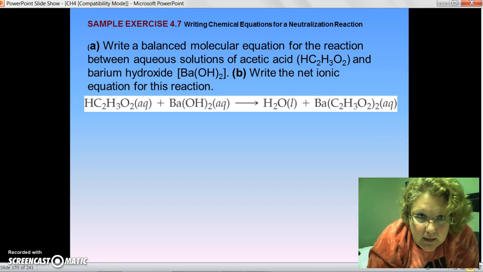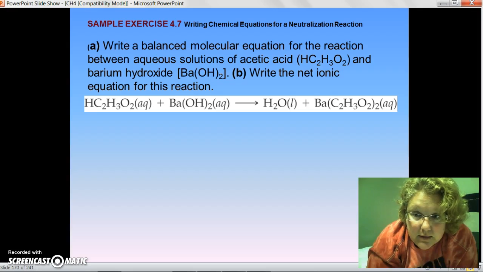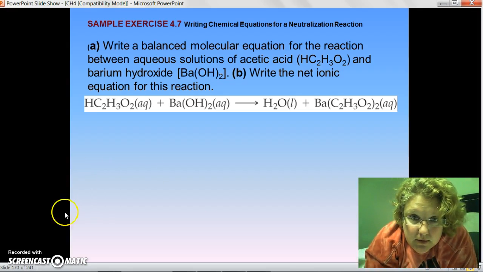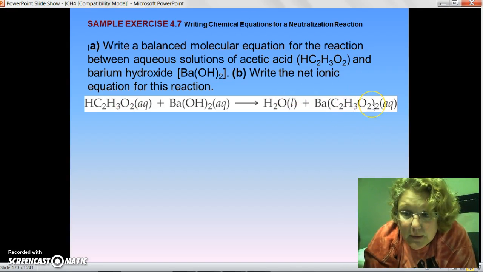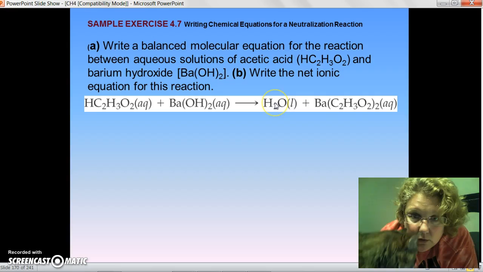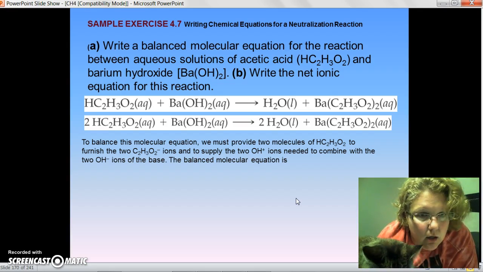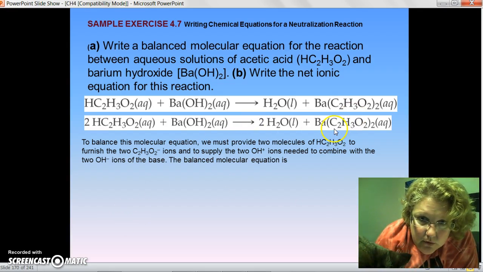We've got acetic acid mixing with barium hydroxide. Barium hydroxide is a strong base because it is soluble. Notice it's got the (aq) after it. But acetic acid is one of our weak acids. So we're going to get some kind of salt, barium acetate here, and water. It gets weird when we go to write the ionic equations. Here, first, balance it, of course.